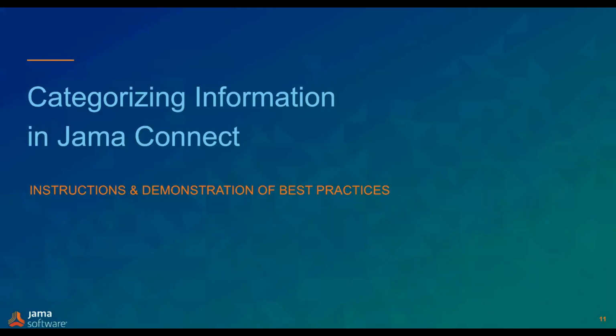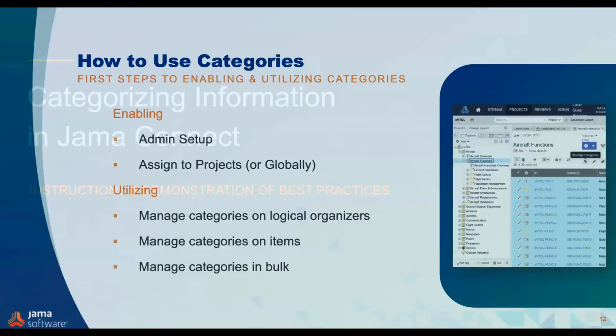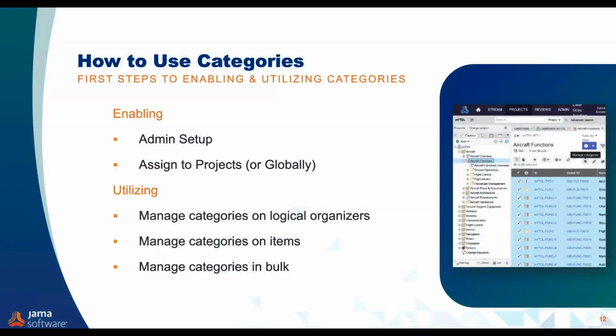Now, once you've got everything enabled, it's all about how do you categorize the information. So we're going to walk through some instructions, some best practices, and then we'll do some demonstration, of course, here at the end of this section of the slides on how you do all this work. The first thing, like we mentioned, is enabling categories. You do that through the admin. You assign things to either projects or global within your Jama Connect instance, and then you start utilizing them.